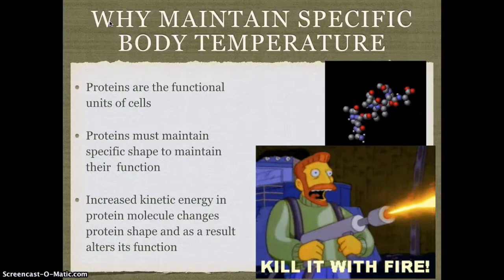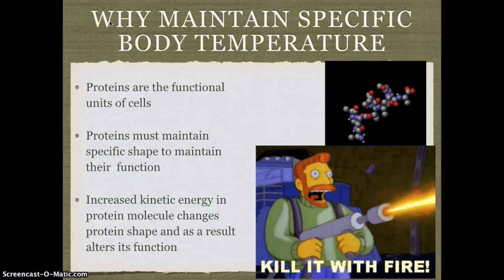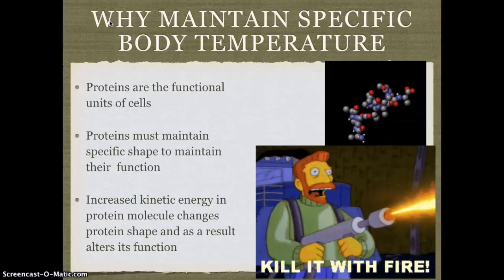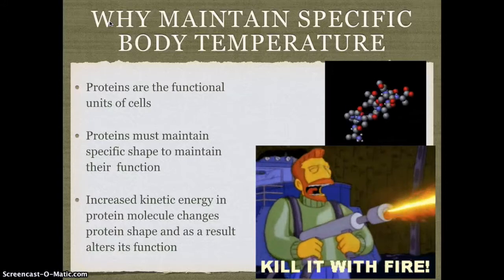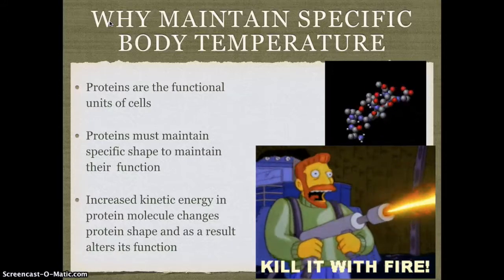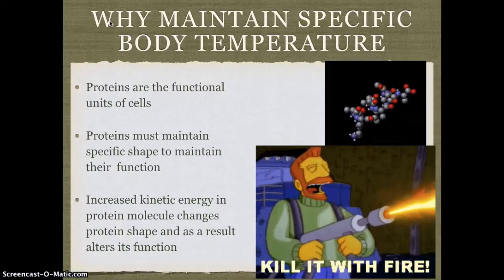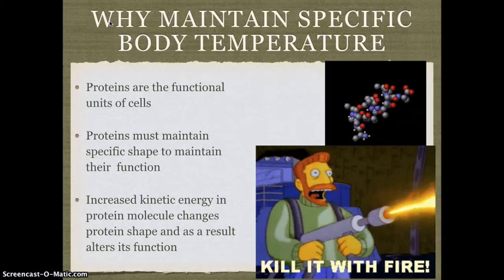Right, so why do you need to maintain a specific body temperature? In your body, you have proteins, and proteins are basically the functional units of the cells in your body. Everything that your cells do is reliant on proteins. Your proteins allow your cells to divide. They perform all the functions of the cell. They are even involved in genetic transcription. So for proteins to work, they have to maintain a specific shape in order to have their function.